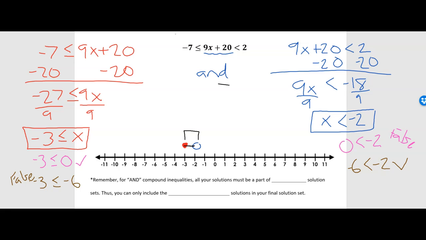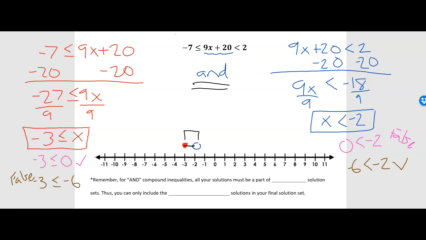So for and inequalities, you're going to be looking for the overlap when you graph. For the or inequalities, well, there's not going to be any overlap, right? So you're not looking for it. But when you have an and inequality, you have to look for that overlap. If there's no overlap, then there's no solutions, because for and inequalities, the solutions have to work for both.